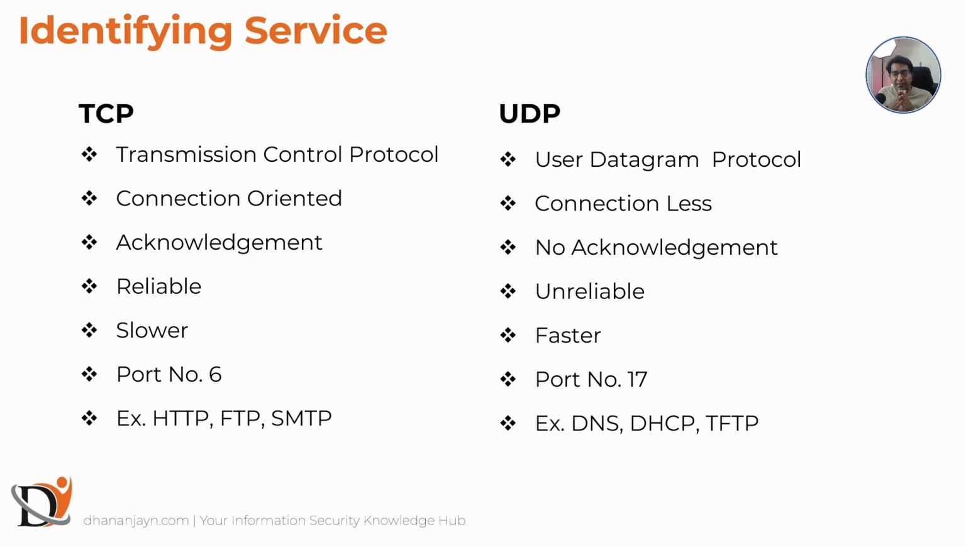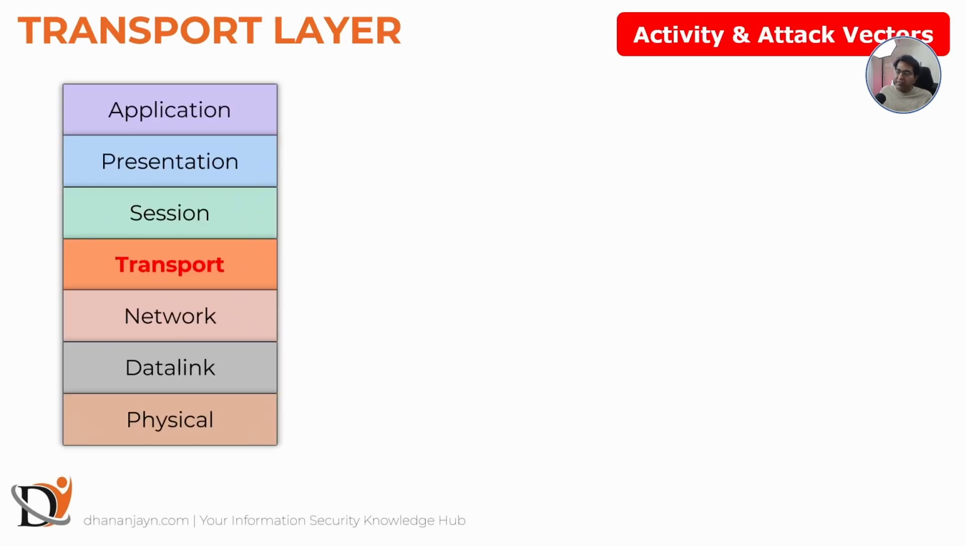So there are attacks being done on DNS, DHCP, and TFTP. That's where these protocols use the UDP service. That's how they are designed, I would say. And that's where the communication in this world today is more secured. So identification of services we understood.